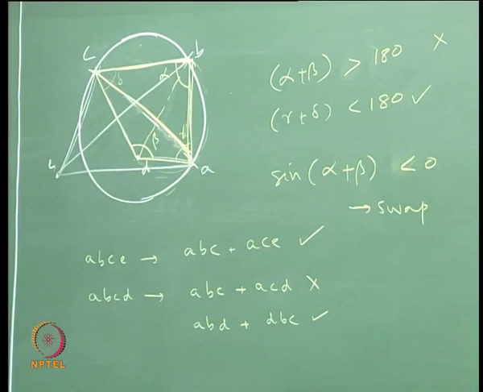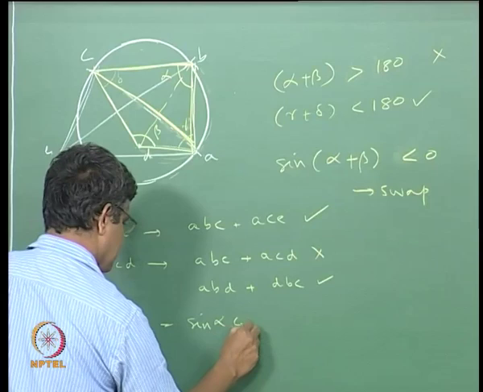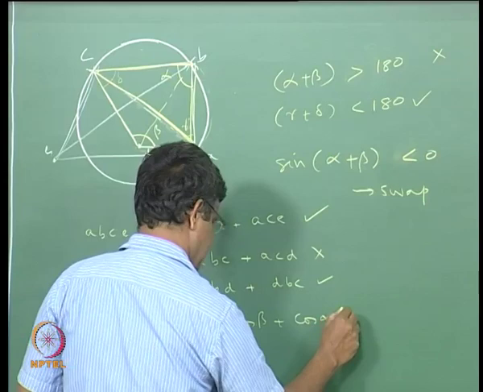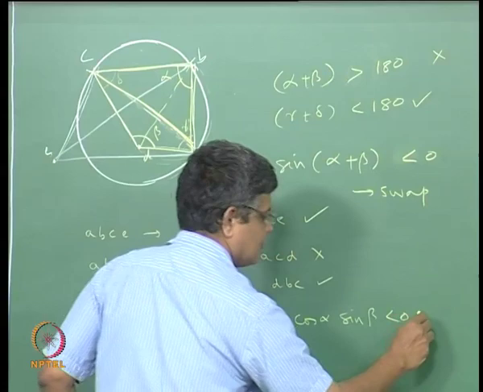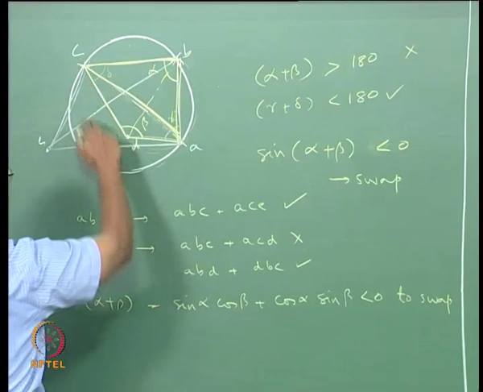And we can come up with a criterion, writing sine of alpha plus beta as sine alpha cosine beta plus cosine alpha sine beta. It should be less than 0 to swap. And these angles can be expressed in terms of the coordinate points of the four corners.